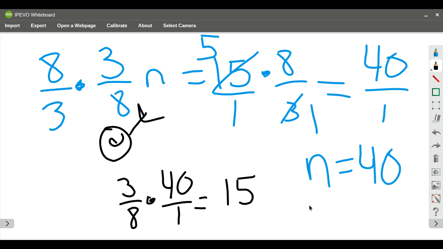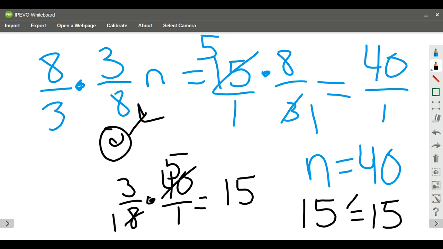Again, I look, can I cross cancel? Well, 3 and 1 are already simplified as far as they can go. 40 and 8, I can. 8 goes into 8 one time, and 8 goes into 40 5 times. So now I'm going to multiply 3 times 5, which is 15. So I end up with 15 equals 15, so my equation is balanced. And I didn't write it as 15 over 1 because it's understood that 1 times 1 equals 1.